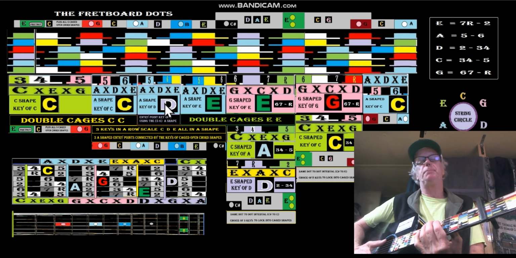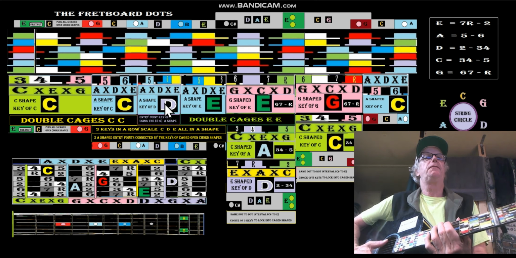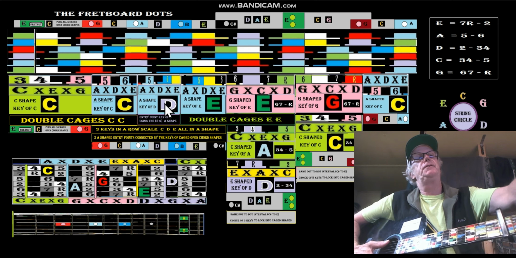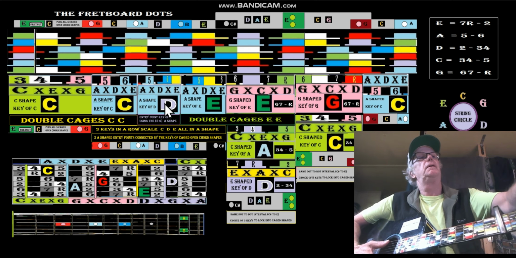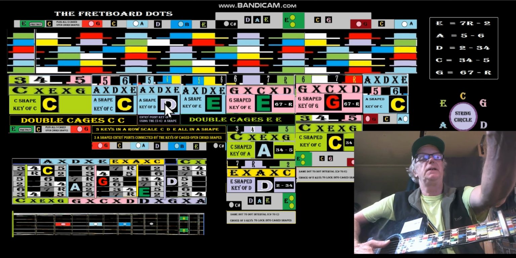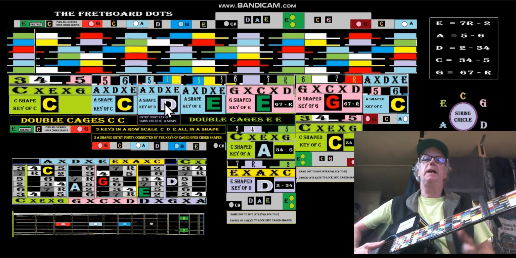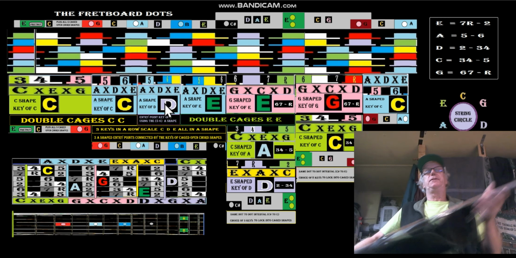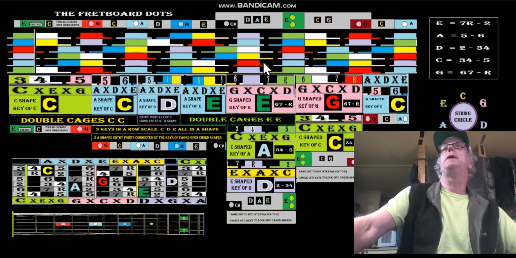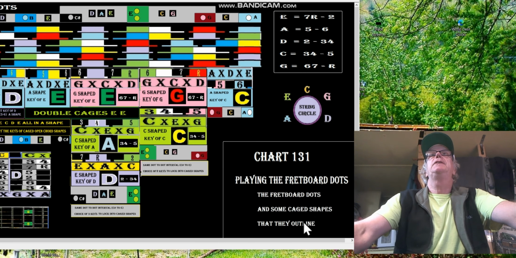It wouldn't be a bad place. Why? Because the A and the B are the 5th and the 6th in the key of D. So that would be an entry point for the key of D on the guitar. So that's what I mean about CAGED shapes that they outline in the dots.